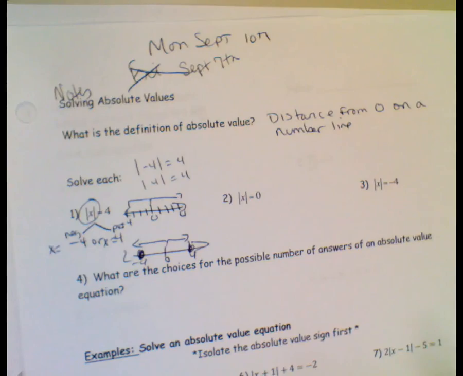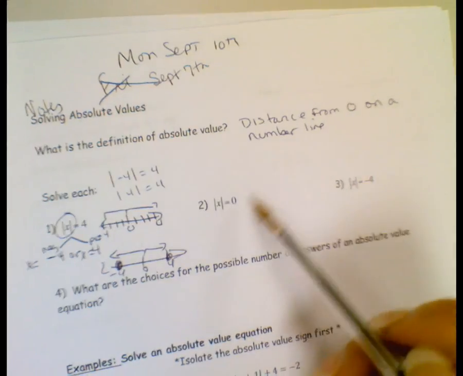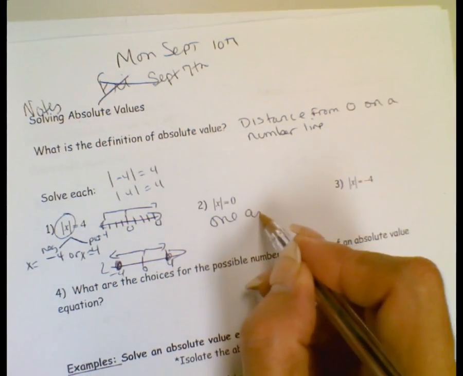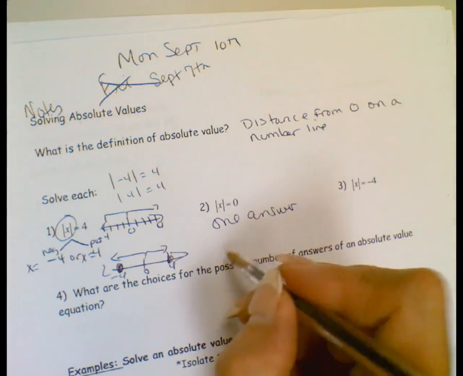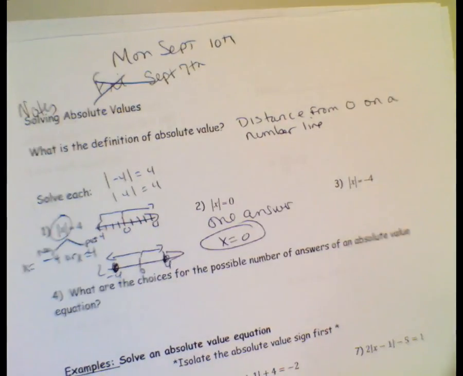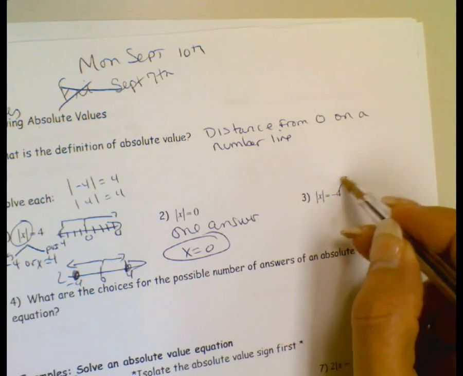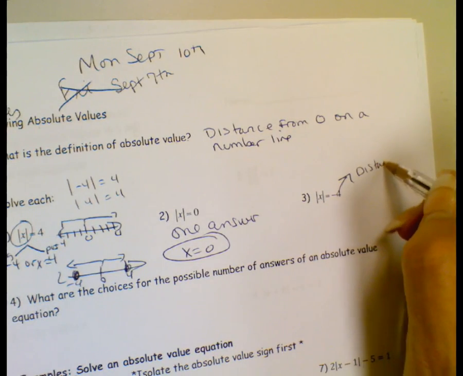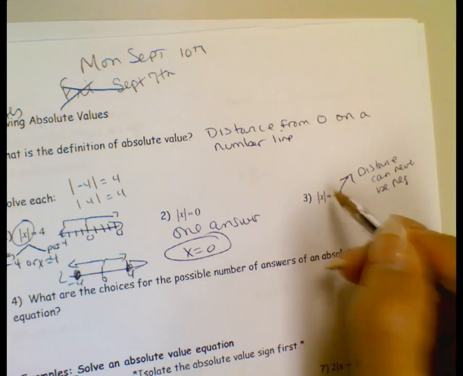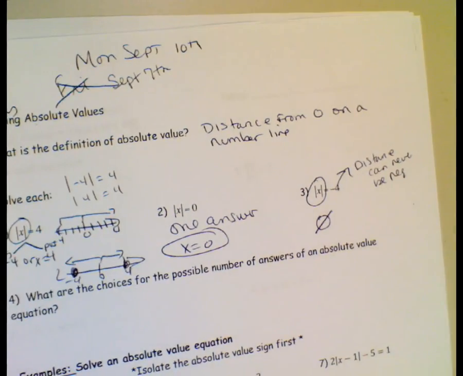So there's two answers. But what if it was equal to 0? If the definition is distance from 0 on a number line, and it says 0, then there's just one answer. So you set x equal to 0, because you can't say x equals negative 0. So it's just x equals 0, one answer. And can you have a negative distance? Distance can never be negative. So if you ever have an absolute value equal to a negative number, you have no solution.